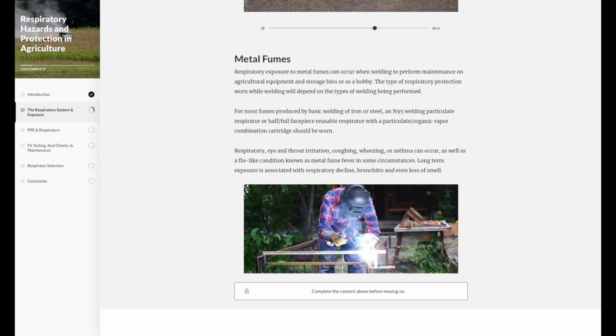Respiratory, eye, and throat irritation, coughing, wheezing, or asthma can occur, as well as a flu-like condition known as metal fume fever in some circumstances. Long-term exposure is associated with respiratory decline, bronchitis, and even loss of smell.